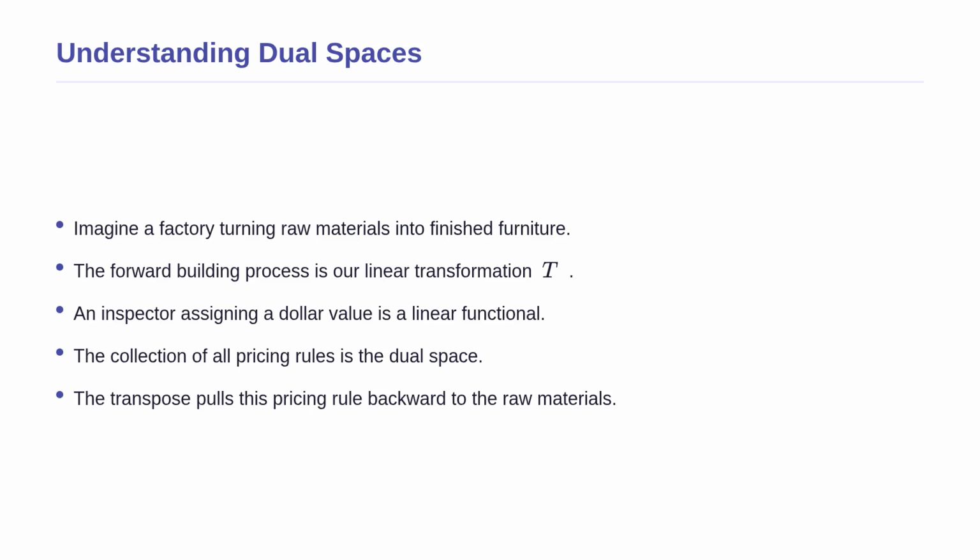Let us start with an analogy. Imagine a factory machine that takes raw materials and builds finished furniture. The forward building process is a linear transformation, T. Now imagine an inspector who assigns a final dollar value to the finished furniture. This inspector represents a linear functional, and the set of all possible pricing rules is called the dual space.